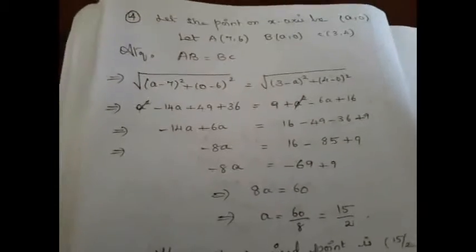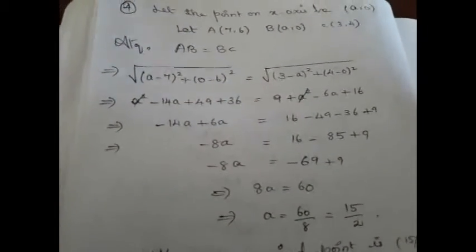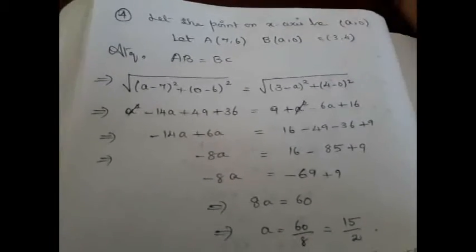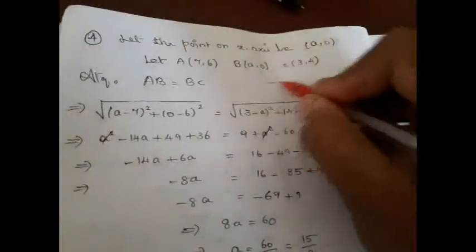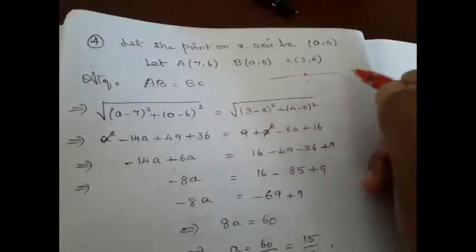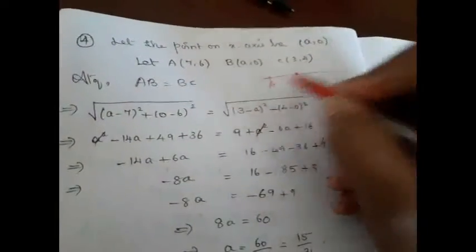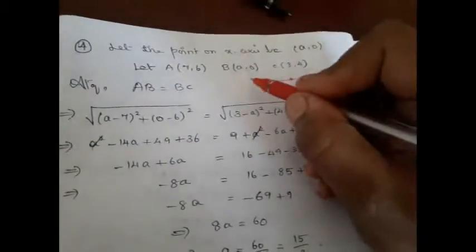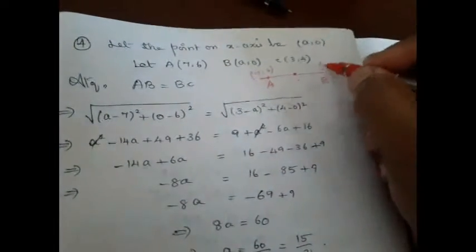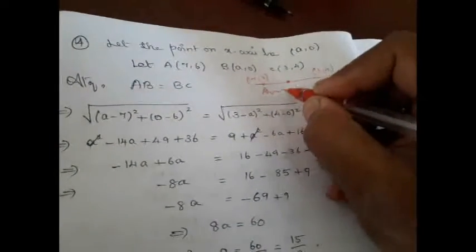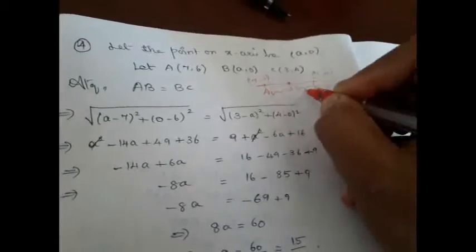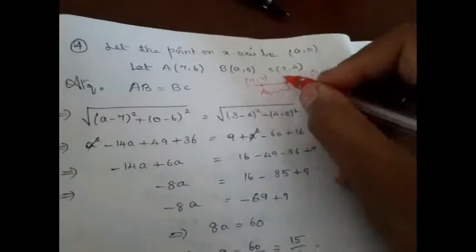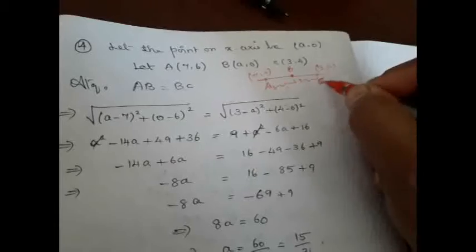So let us see the fourth question. They asked you to find a point on x-axis which is equidistant from the point 7, 6 and 3, 4. Equidistant means what? Equal distance, right? We need to find a point on x-axis such that which is equidistant from these 2 points. This is 7, 6 and this is 3, 4. They told it is equidistant from this point, which means this distance is equal to this distance. Let us name this as B and this as C, right?